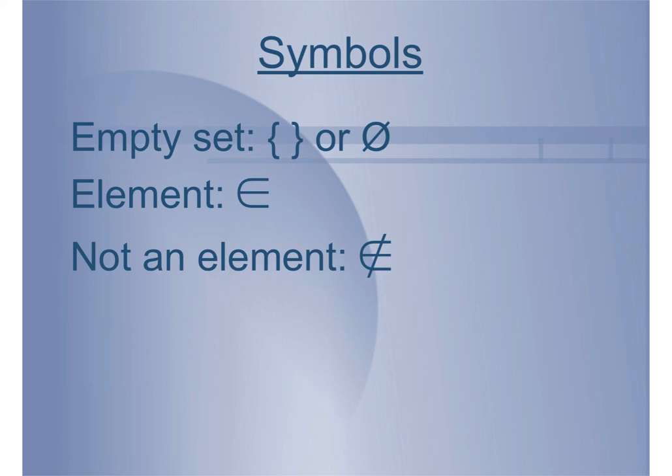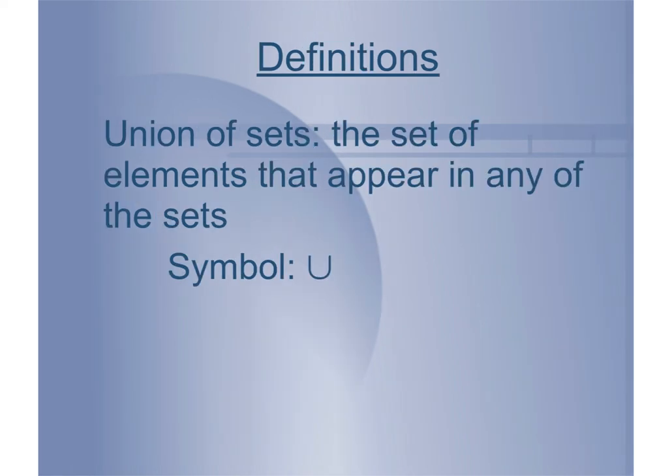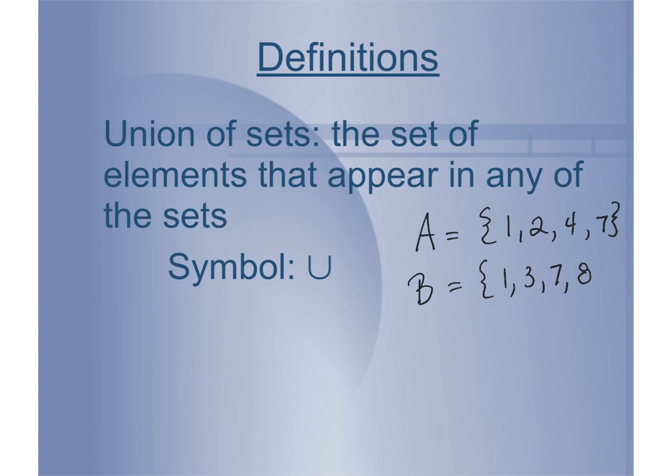So the first thing you need to know about sets is that they are always notated with a capital letter, all right? So if you look below it, we're going to see definitions of union and intersection. So union of sets, if I take the union of 2 sets, I'm going to put both of those sets together, all right? So if I were to create 2 sets here, I would say maybe set A would be 1, 2, 4, and 7. And let's say set B is 1, 3, 7, and 8, all right?